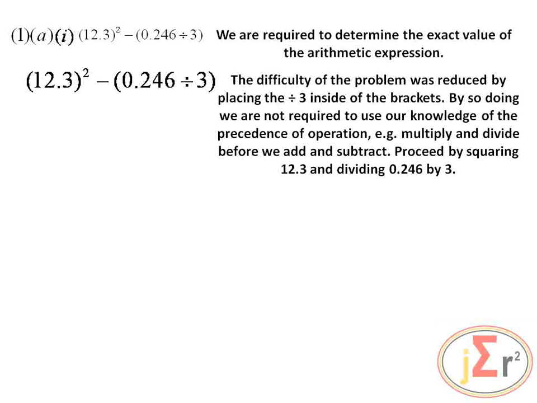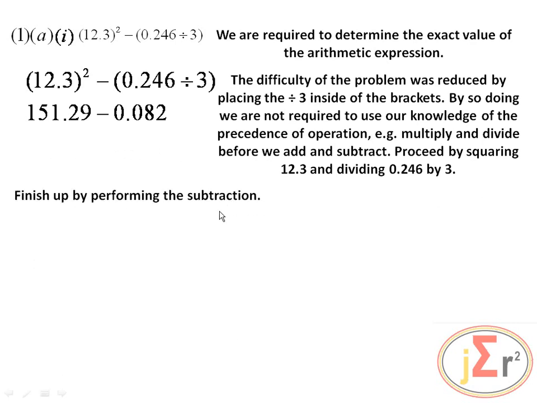Let us continue. So we are going to square 12.3, and of course we are going to divide 0.246 by 3. And that's the result. Of course, we are going to finish up by performing the subtraction. So all we are going to do now is subtract 0.082 from 151.29.